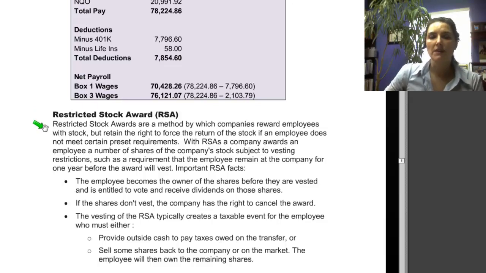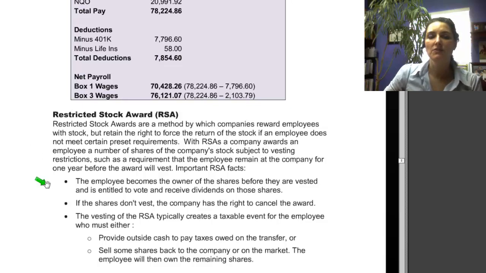Restricted stock awards are a method by which companies reward employees with stock, but retain the right to force the return of the stock if an employee does not meet certain preset requirements. With RSAs, a company awards an employee a number of shares of the company's stock, subject to vesting restrictions, such as a requirement that the employee remain at the company for 1 year before the award will vest. These are the important RSA facts you should know.